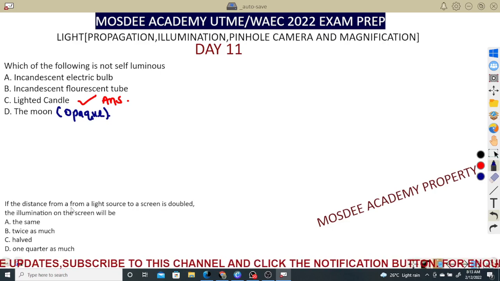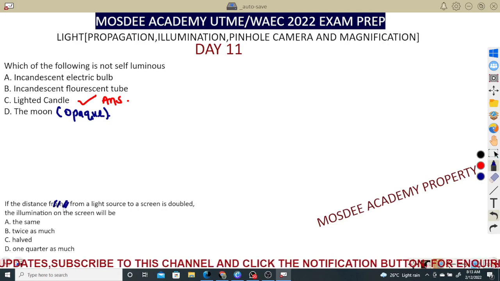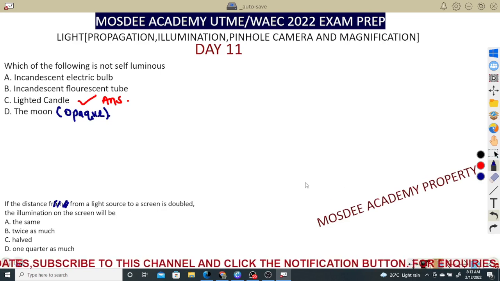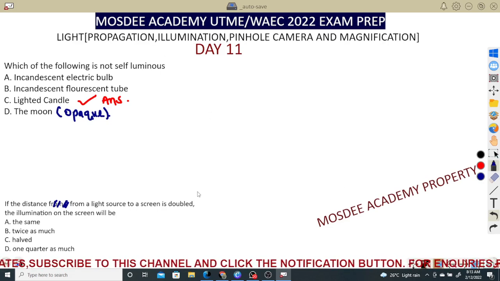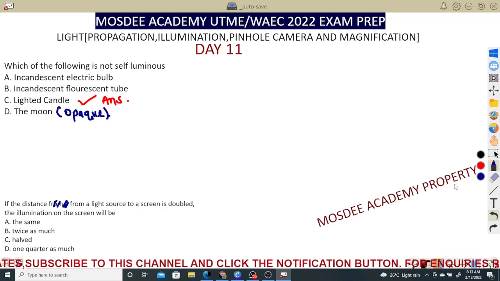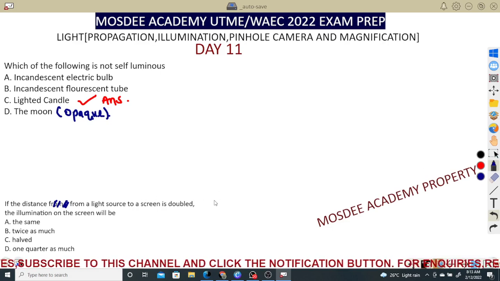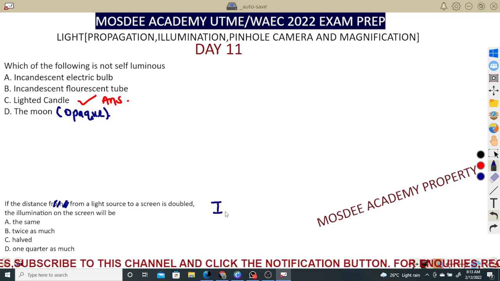If the distance from a light source to a screen is doubled, the illumination on the screen will be the dash. That's a tautology, I think we should clean that one. Very good one from the Mosaic Academy team, because we are talking about illumination of light. Now, to understand this type of question, because I think this is a new pattern of question, illumination of light is when light is traveling.